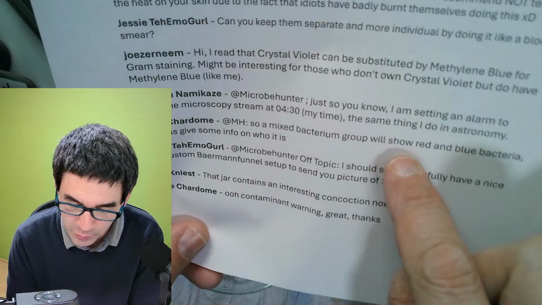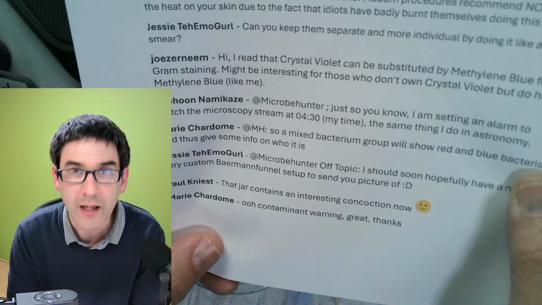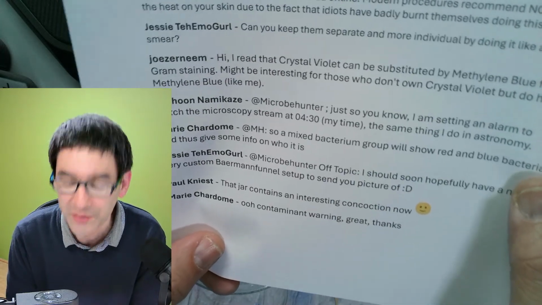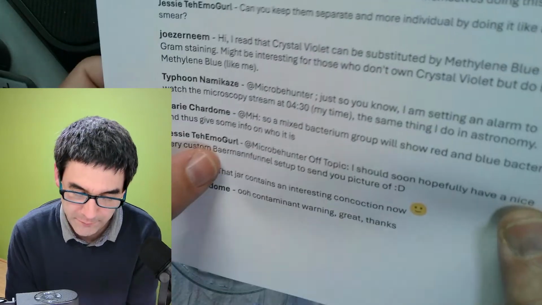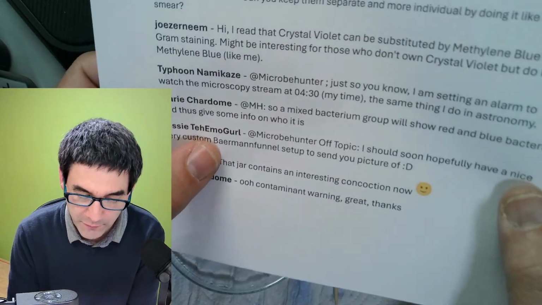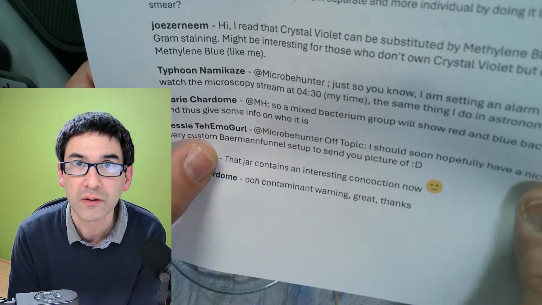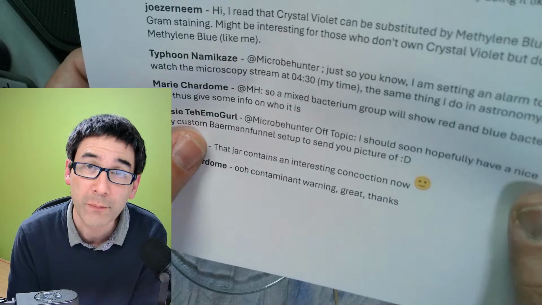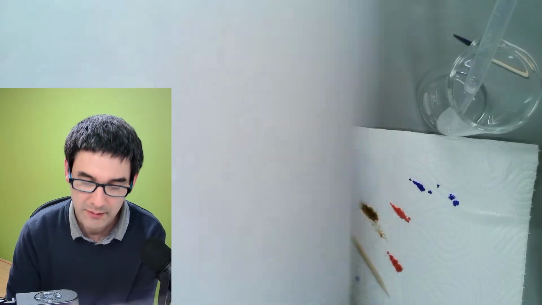So a mixed bacterium group will show red and blue. Yes, this is what I was also able to show you, that you're able to see different bacteria on the same slide. A Baermann funnel setup, very nice. If you've got pictures, please do send them. A Baermann funnel allows you to collect, for example, water bears and rotifers from a sample. I'm just quickly going through the questions here.